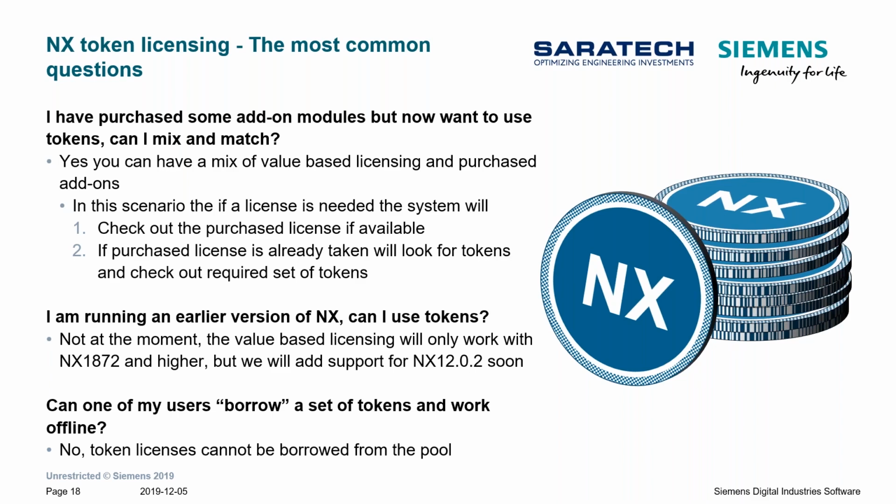The scenario, for those of you who are technical, is that when the system checks the license, the first thing it will do is check whether you've got a dedicated license for this. And if so, we'll check that out. If not, if that license is already taken or you don't have it, we'll look for the tokens and check out the required set of tokens.